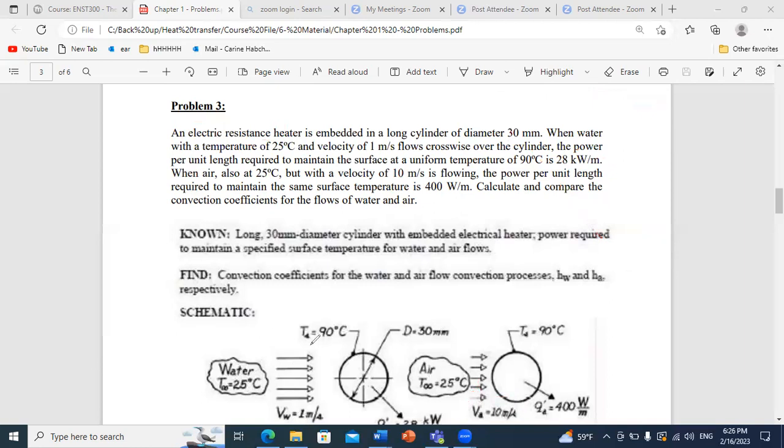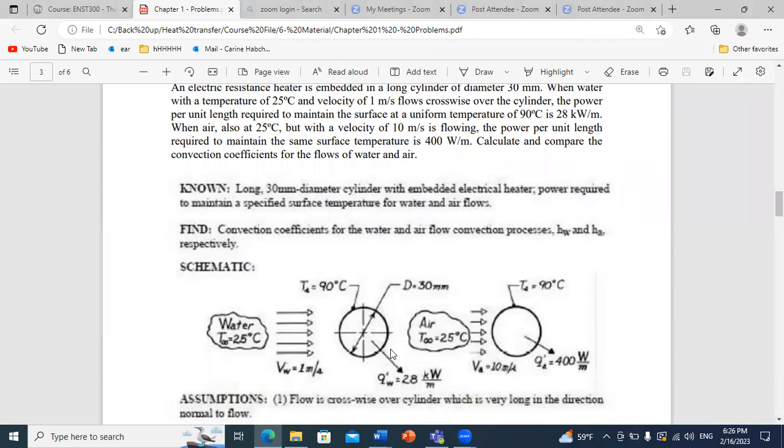So here, let us do the comparison by calculations. Okay, let us see what we know. So as usual, we try to do a small scheme, including all given. So we have the electric resistor that is embedded in the system. We don't know its power. We know the power because they told us that when we are using water, the power needed to maintain a constant temperature is 28 kilowatt per meter. So this is the power per unit length that is delivered by the electric resistance.